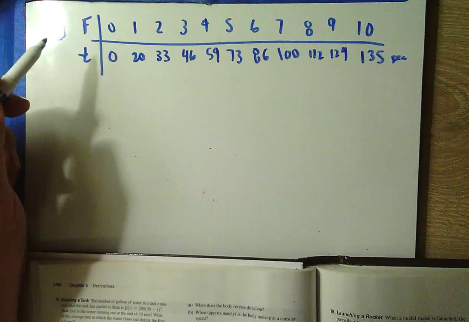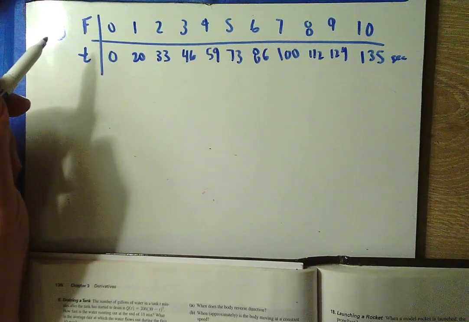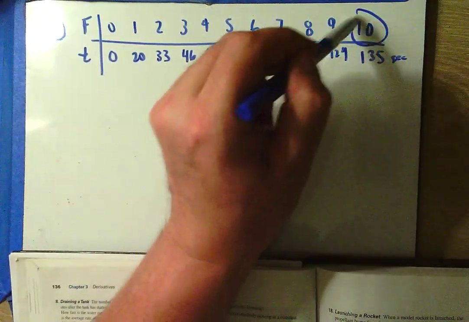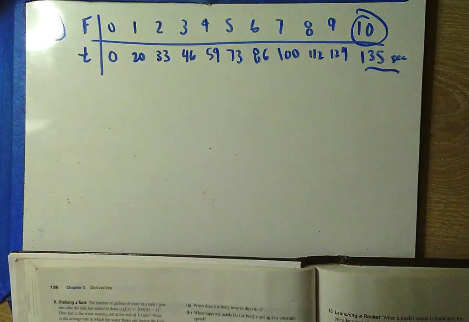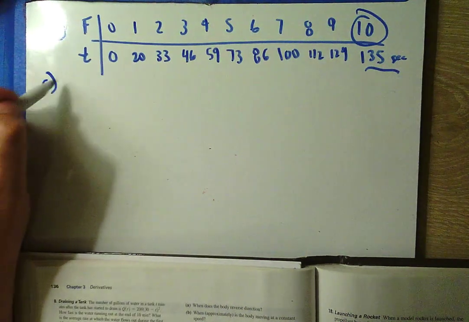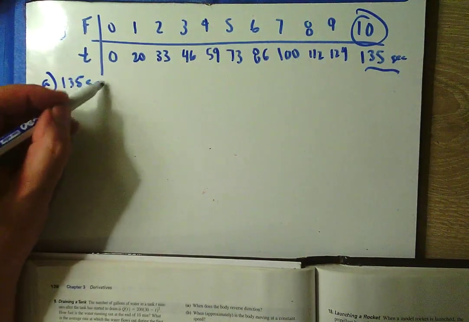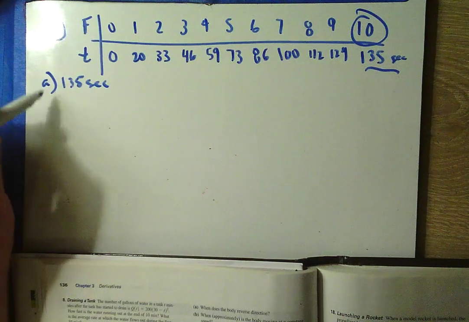Okay, so part A, how long does it take the horse to finish the race? The race is 10 furlongs long, so it takes the horse 135 seconds. A little over 2 minutes to run this race. Good. A, 135 seconds. Hey, don't forget to write sentences for these.